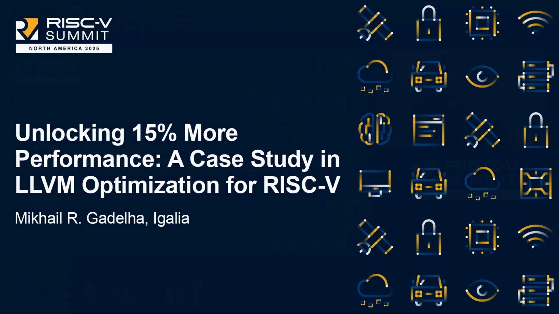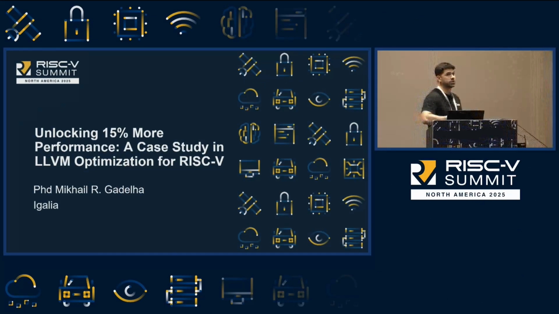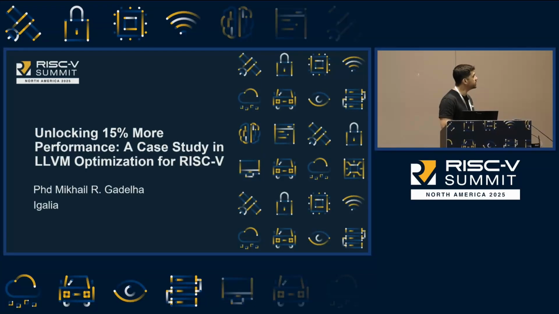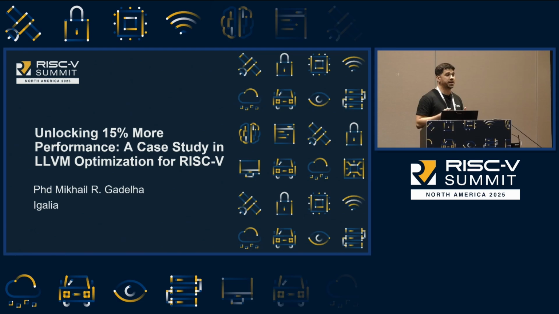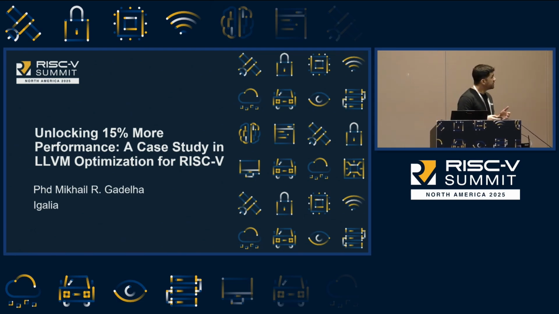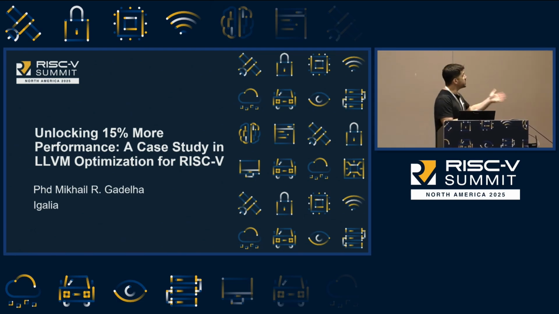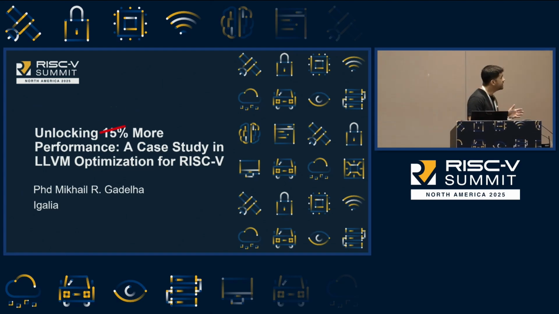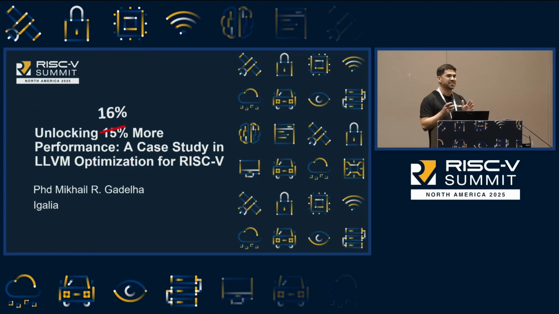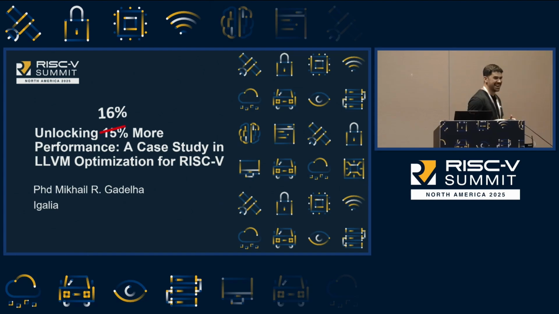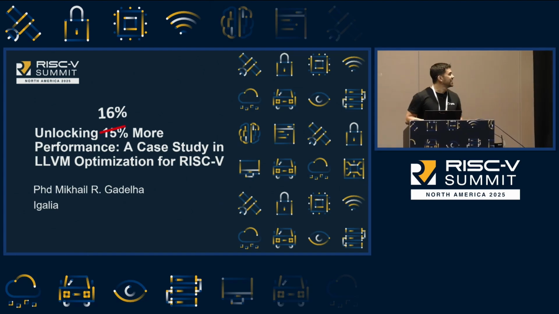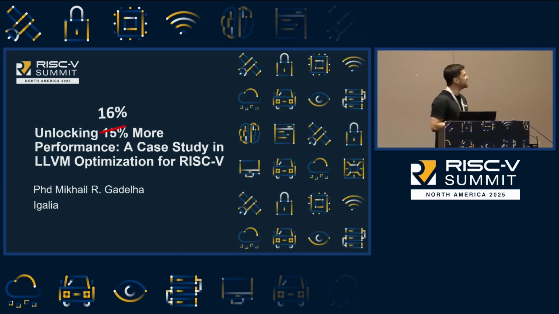I'm Mikhail from Igalia, and today I'm going to talk about a RISE project that just finished in September that had the goal to improve performance of the code generated by LLVM for RISC-V. And since the submission of this talk, I'm happy to share that we no longer have just a 15% improvement in performance. Now we have a 16% improvement in performance. Yay! Yeah, it's a small but still measurable improvement since we submitted the talk, so that was nice.